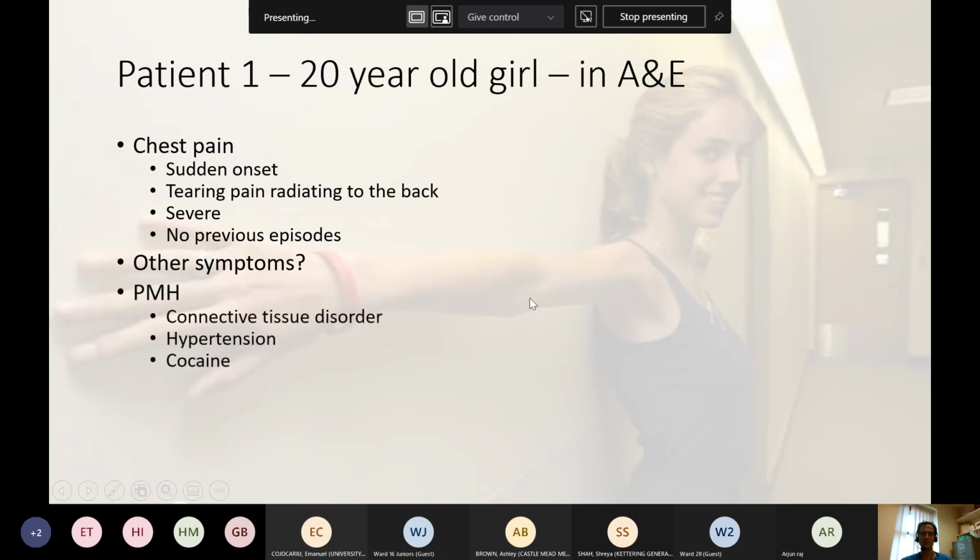Past medical history that we need to ask. Well, we've locked onto the possibility of Marfan's, which is great. We'd want to know about a history of hypertension, particularly uncontrolled hypertension, if we had a patient that was a bit older who smoked. And cocaine use is a big risk factor for acute aortic syndrome.